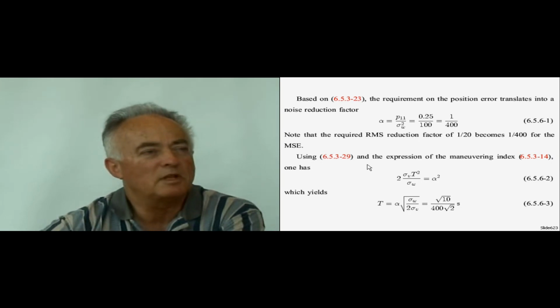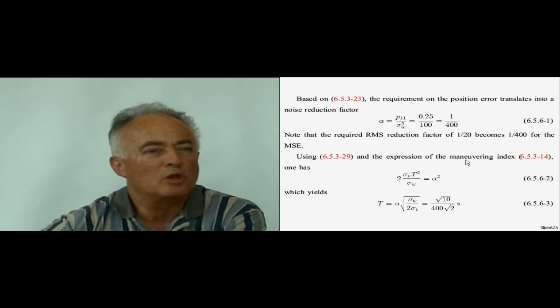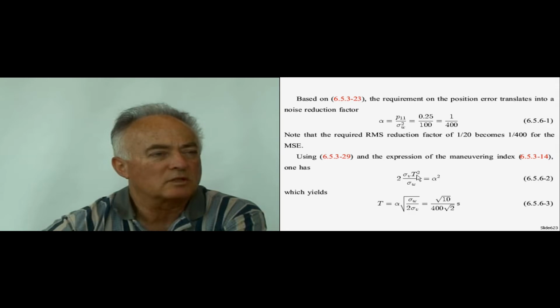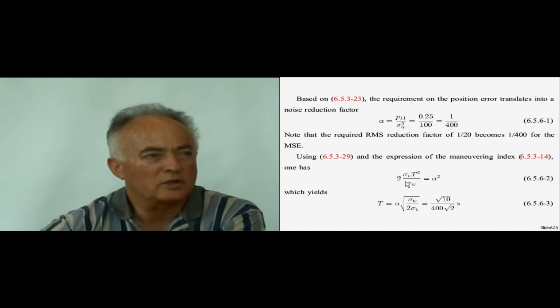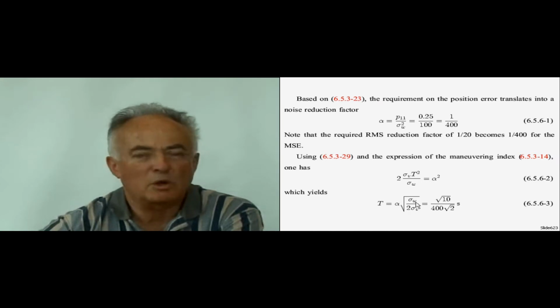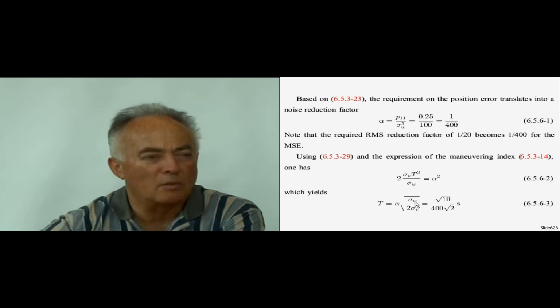What kind of sampling interval would be needed for this? We go back to the maneuvering index, sigma v T squared over sigma w, and this is the lambda, and we write an equation to relate this to alpha in this form, based on 6.5.3-29 and 14, which provides us for this alpha a T. So what we have now is an expression of the sampling interval in terms of the available parameters for the observation, the sigma w, for the motion, and for the desired alpha.